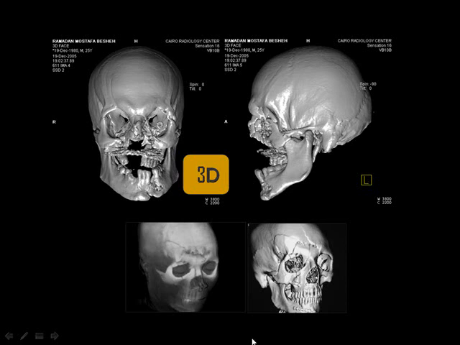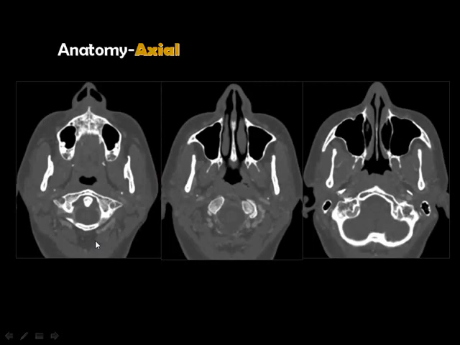Then if we have the newer machines, the multi-slice machines, we can obtain 3D images like this, including the skull, the face, and the region of the paranasal sinuses, as well as the mandible. These are the previously performed 3D reconstruction images on the older machines, but in the recent machines we can have very smooth, very well-informed images like this. Then we are going to have a quick review of the anatomy of the paranasal sinuses. Then we'll concentrate on some of the specific items that are of interest to the clinicians.